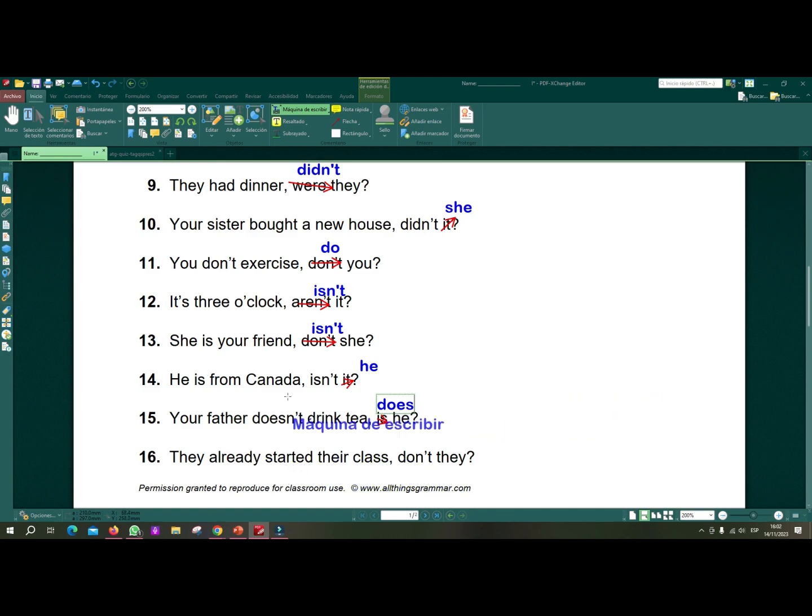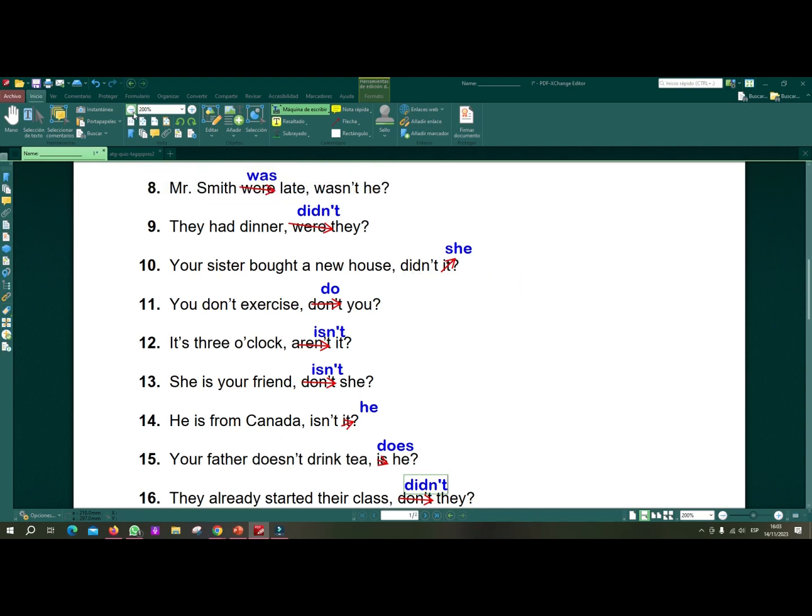Started. That is simple past. So, which could be the mistake here? Don't, right? Which one do you need to use? Didn't, because that is in past. Didn't they? That would be. So they already started their class. Didn't they? Okay, that would be nice.